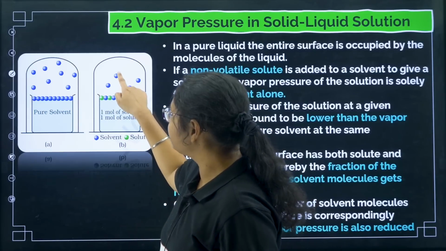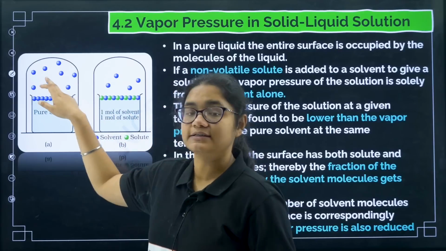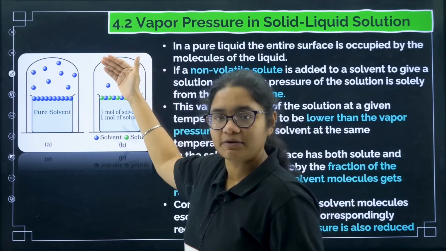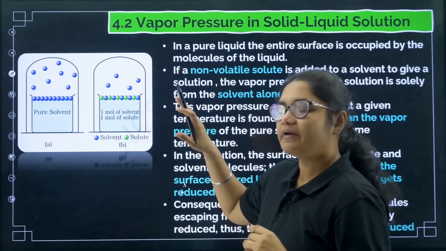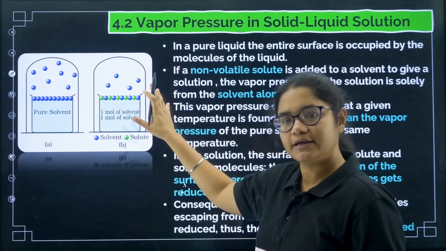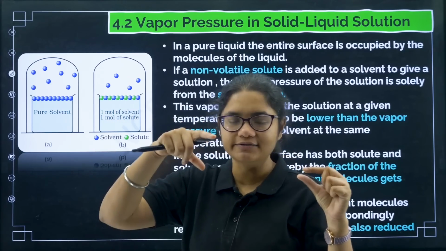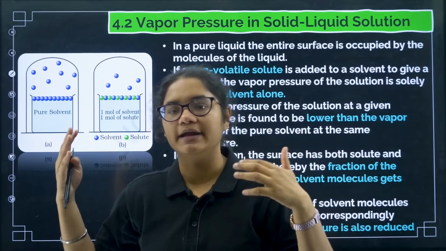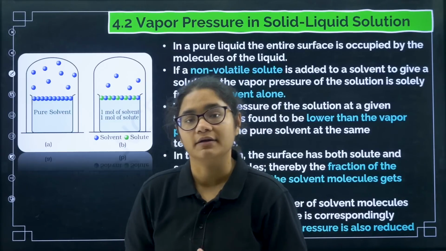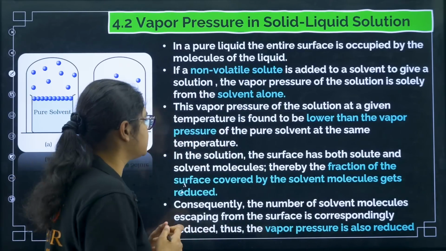So now only a few molecules can go to the vapor phase, whereas earlier there were more particles that could go to the vapor phase. If fewer particles are in the vapor phase, less pressure will be created. Generally evaporation is a surface phenomenon. When you add solute, some of the spaces on the surface are covered by the non-volatile particles, and that is why the pressure decreases. Okay, so this is done.